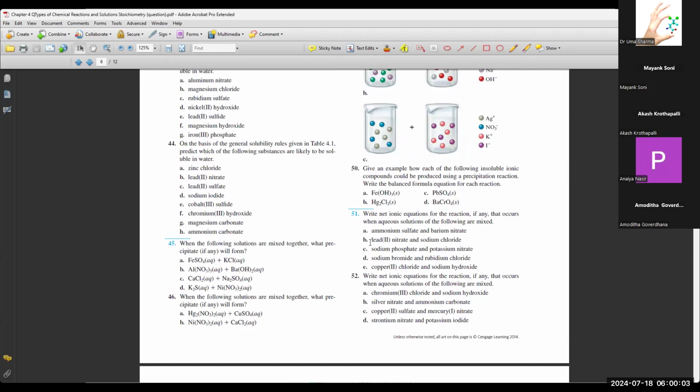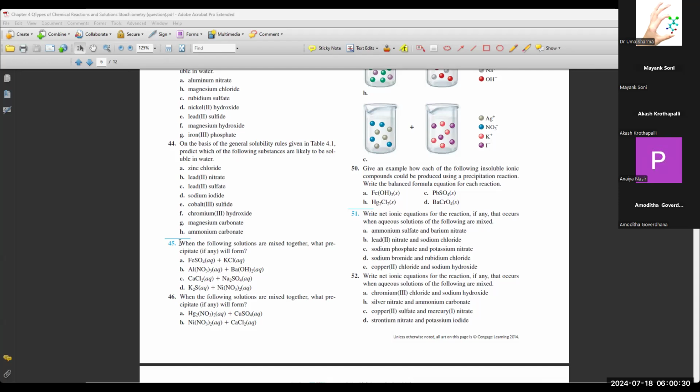Can we do this question 44? Yes, Anaya is saying that if all of them are spectator ions, then there is no reaction. And the answer is yes, there is no reaction. But then why are these spectator ions needed? Why are we worried about spectator ions?